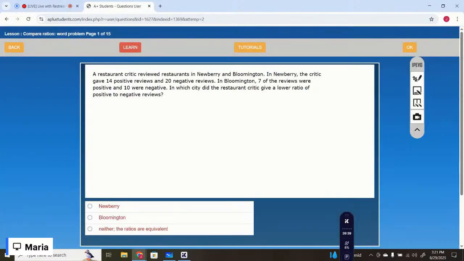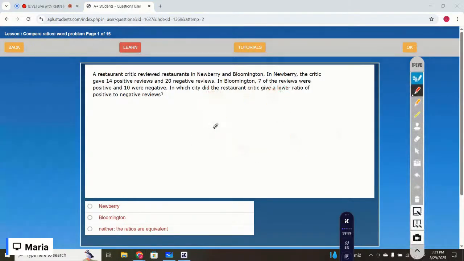A restaurant critic reviewed restaurants in Newberry and Bloomington. In Newberry, the critic gave 14 positive reviews and 20 negative reviews, right? So that is a 14 to 20 ratio. In Bloomington, 7 of the reviews were positive and 10 were negative. In which city did the restaurant critic give a lower ratio of positive to negative reviews?